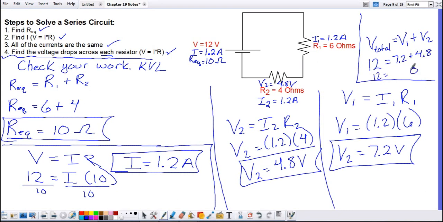7.2 plus 4.8, 0, carry, and we get 12. And 12 volts equals 12 volts. Check. Our work is correct.